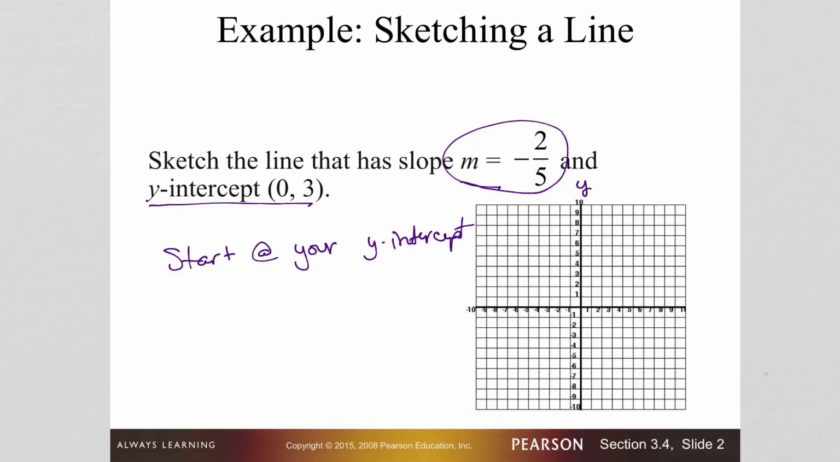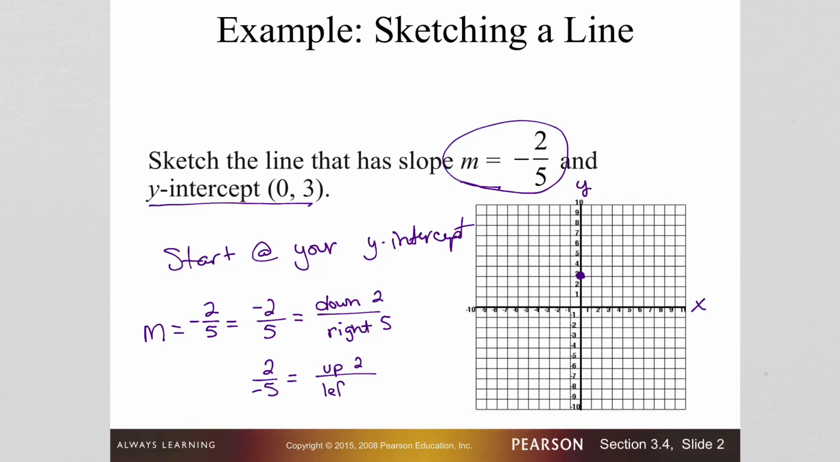The y-axis is the vertical axis, so I'm going to put a dot right here. From that dot, you're going to do your slope. Now, a slope of -2/5 means -2/5, or it could mean 2/-5, which in the top case would mean down 2, right 5. In this case, on the bottom, it would mean up 2, left 5.